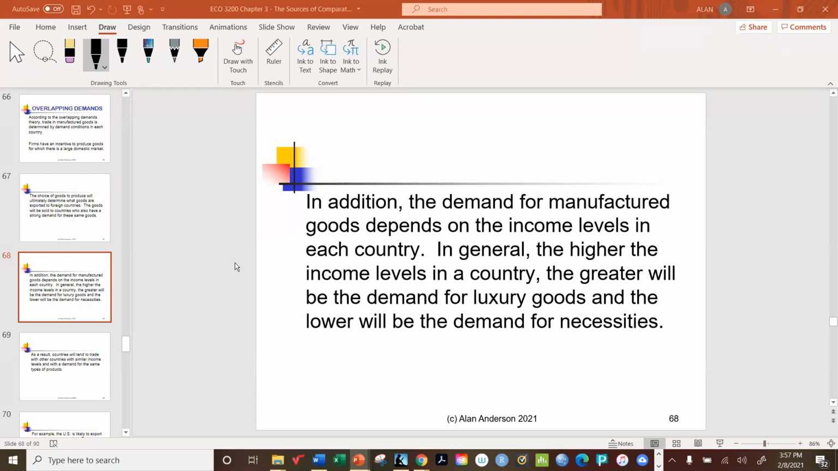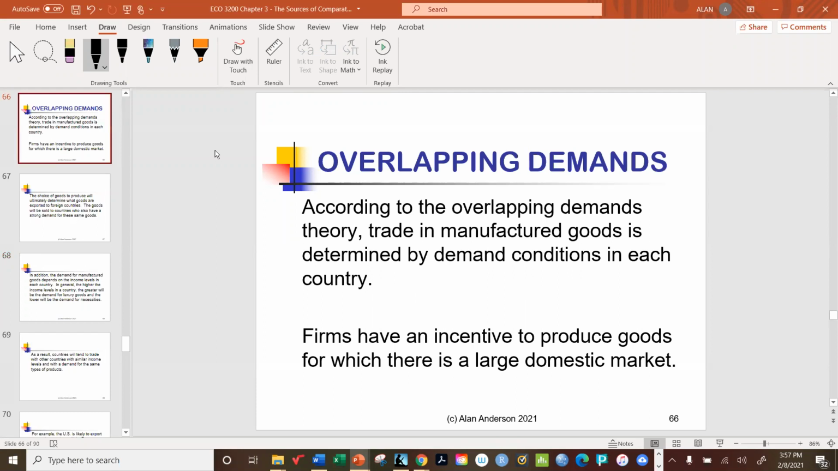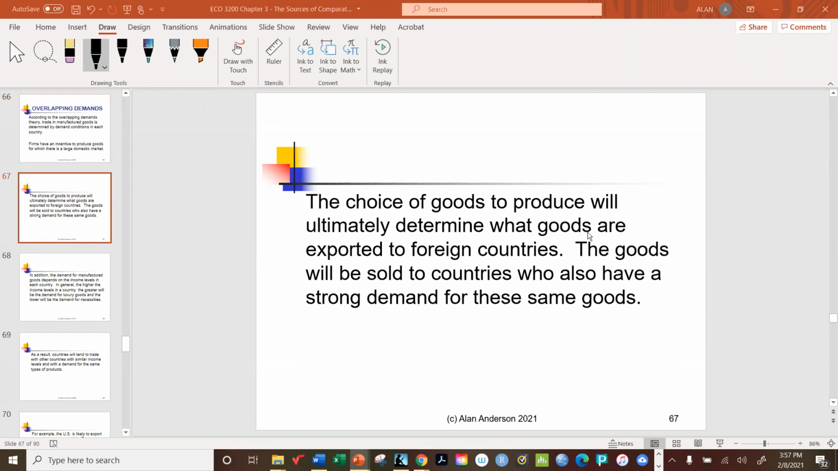Whereas a Tiffany's would probably be restricted to just a few countries where there's enough money for people to buy diamonds. Okay, so this is all part of the overlapping demands theory, which is an attempt to explain why sometimes countries trade the same types of products with each other.